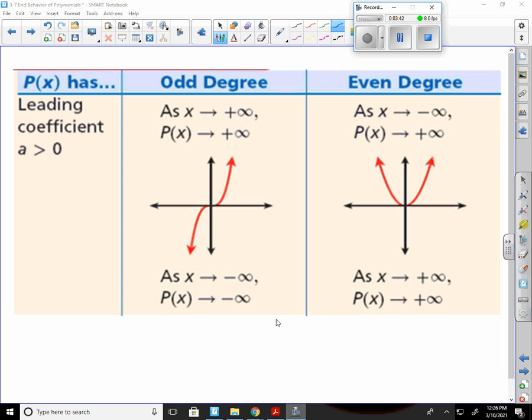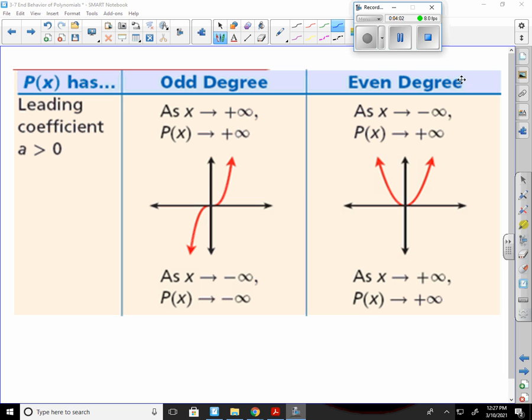Additionally, as x goes to negative infinity, then the polynomial will go to negative infinity. Now this only works whenever our leading coefficient is greater than 0. So if it's a negative, then it's going to make it the opposite, which we'll see in the next slide.